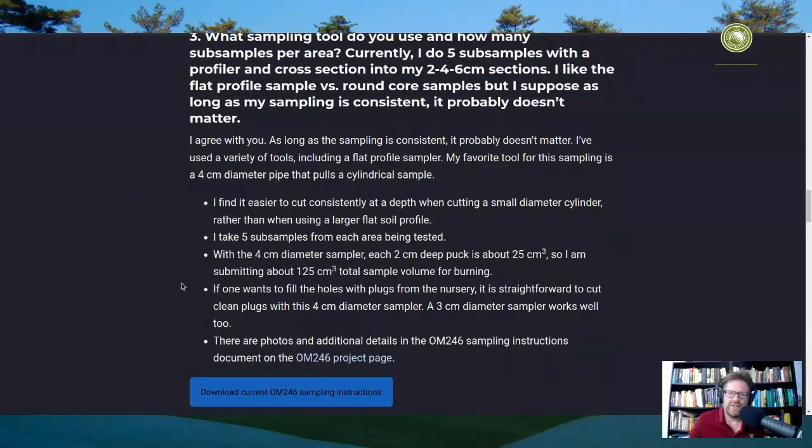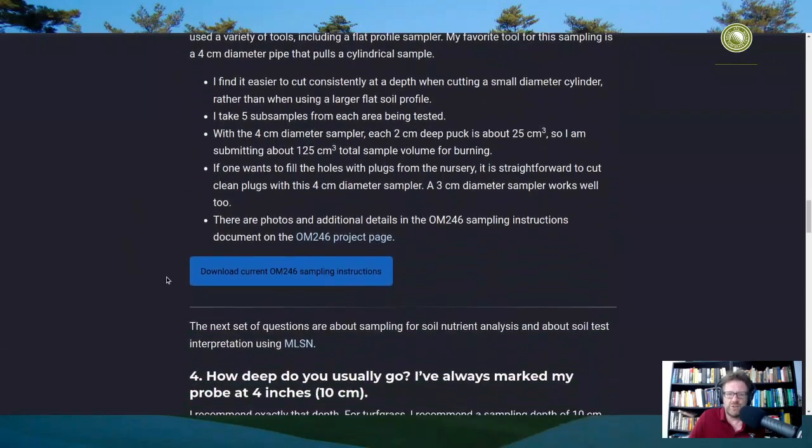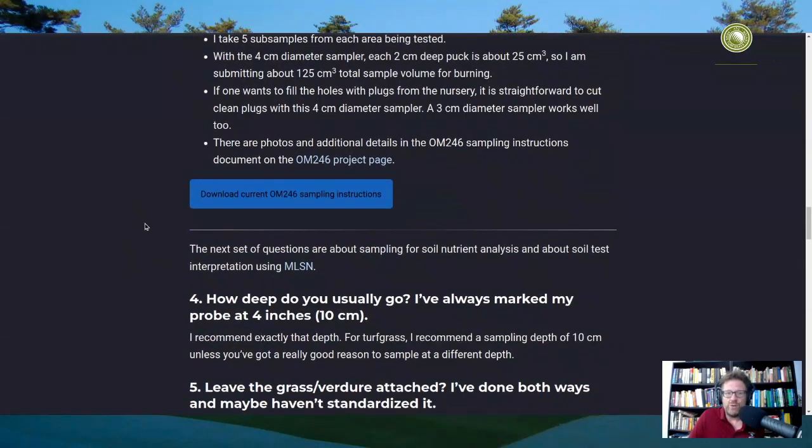So I like a cylindrical sample, and I wrote about that in the OM246 sampling instructions, which you can also read. Then we moved away from OM246 and started a discussion or questions about MLSN.